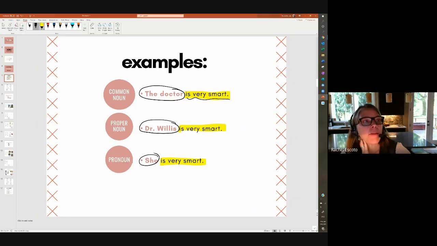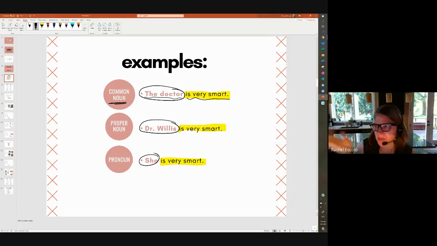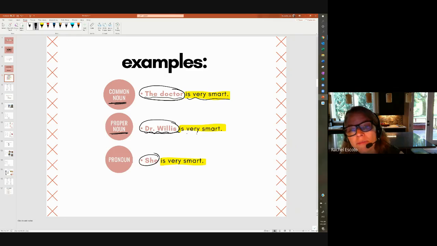So for a common noun, we would just say, the doctor is very smart, right? We're talking about a doctor, but we don't have a specific name until we turn it into a proper noun. And then we could say, Dr. Willis is very smart. So now we've gone from just plain old common noun doctor to a proper noun doctor, right?